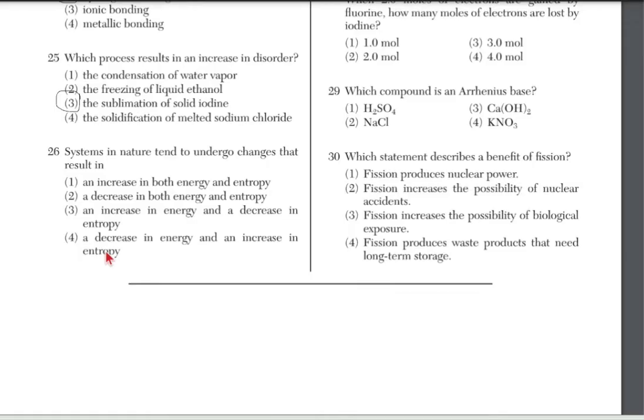Systems in nature tend to undergo changes that result in 4. A decrease in energy and an increase in entropy. Think about how you are on a regular basis. When you get home from school, you have less energy and your room might be messy, a prime example of an increase in entropy or disorder.